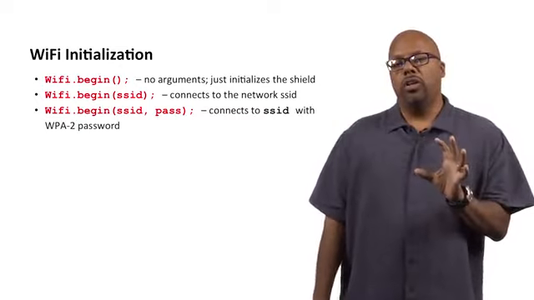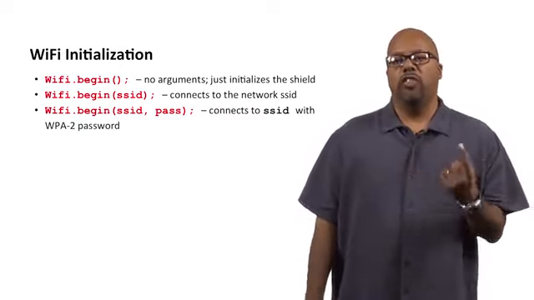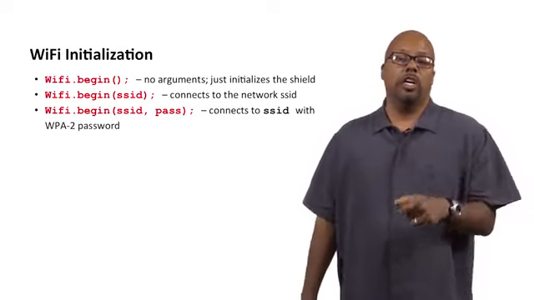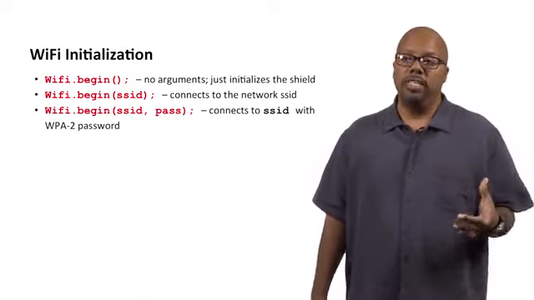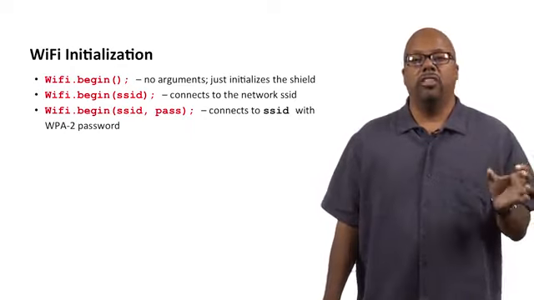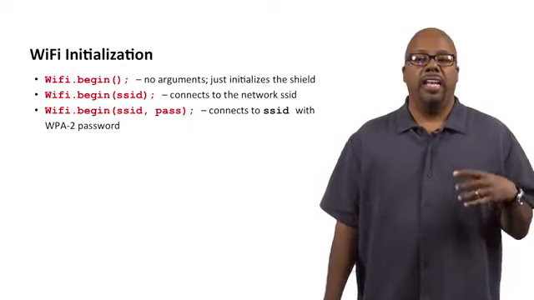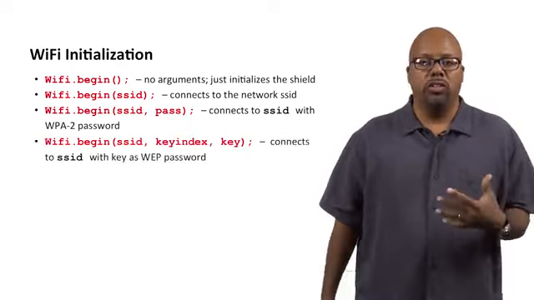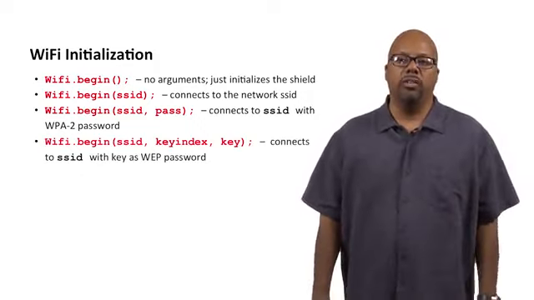Now, you can also call Wi-Fi.begin with two arguments. The first argument is the SSID. The second argument is the password. Now, you would use this if the network used WPA2 encryption and it required a password. So you'd pass the password as an argument so that you could connect to the network.